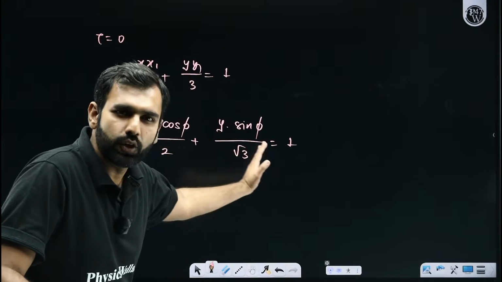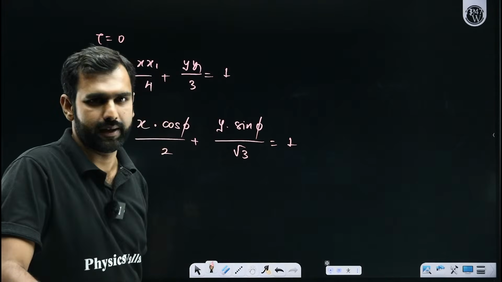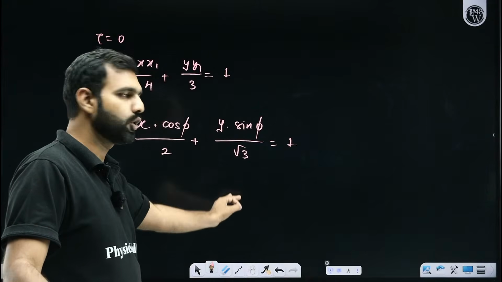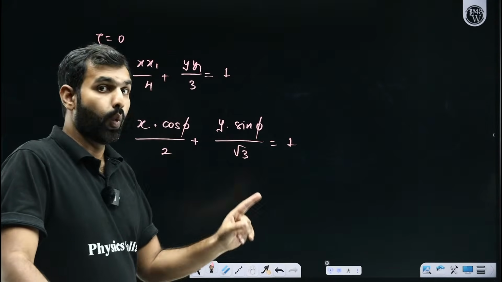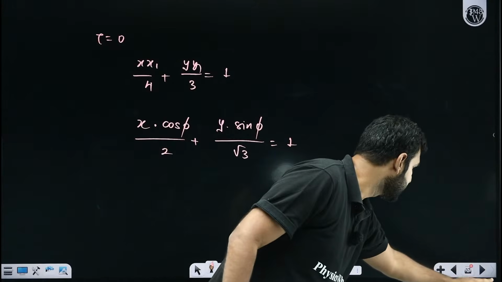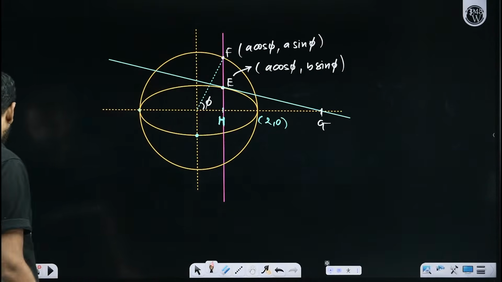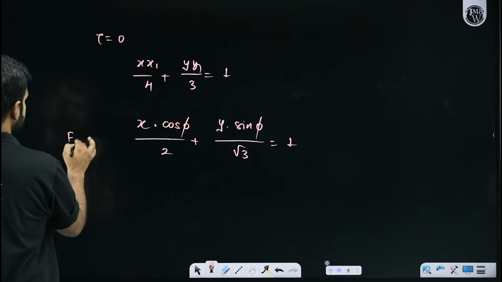Did you all get this, all the participants, or shall I repeat this part? Everyone, give me a quick update on this. X cos phi by 2 plus y sin phi by root 3 is equal to 1. This is the equation of this tangent EG. I hope no confusion on that.